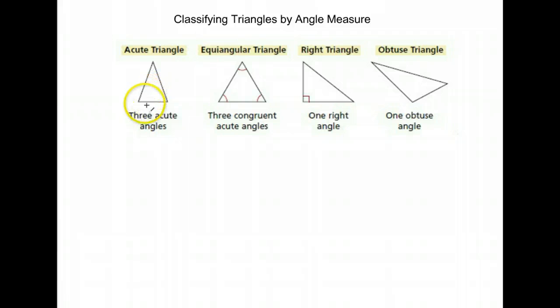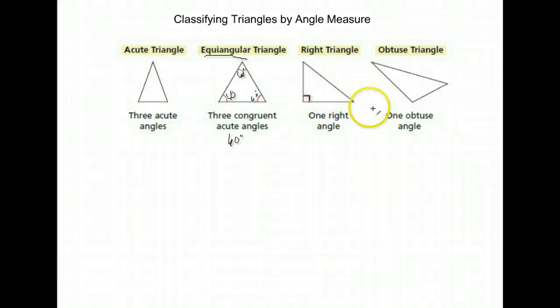An acute triangle has all three acute angles. Equiangular, that might be one you're not used to hearing, but it means it has all three angles the same measure. And specifically, if they're all the same measure, they actually all end up being 60-degree angles. Remember that those little marks that they have in the corner there, those show us that we have congruent angles. Okay. A right triangle has one right angle, and an obtuse triangle has one obtuse angle.